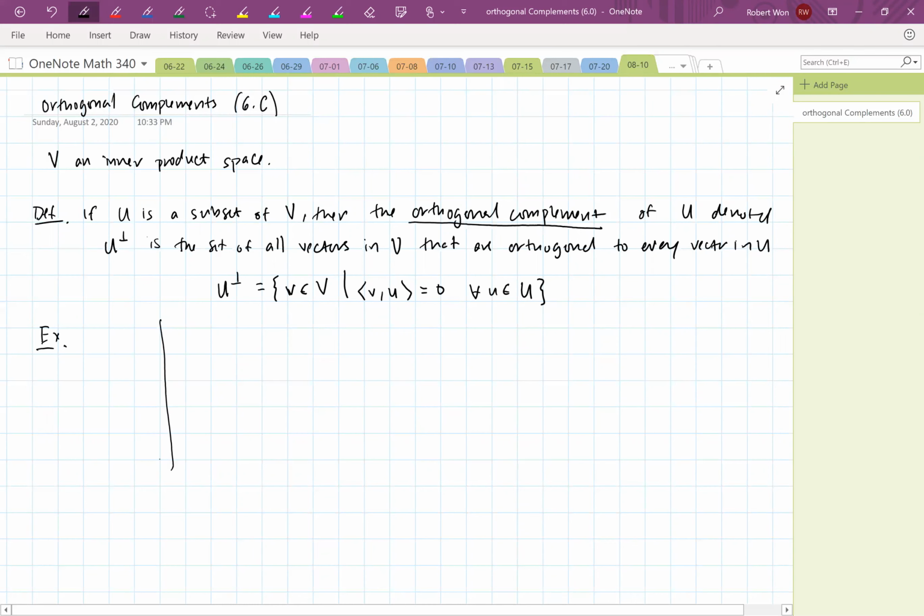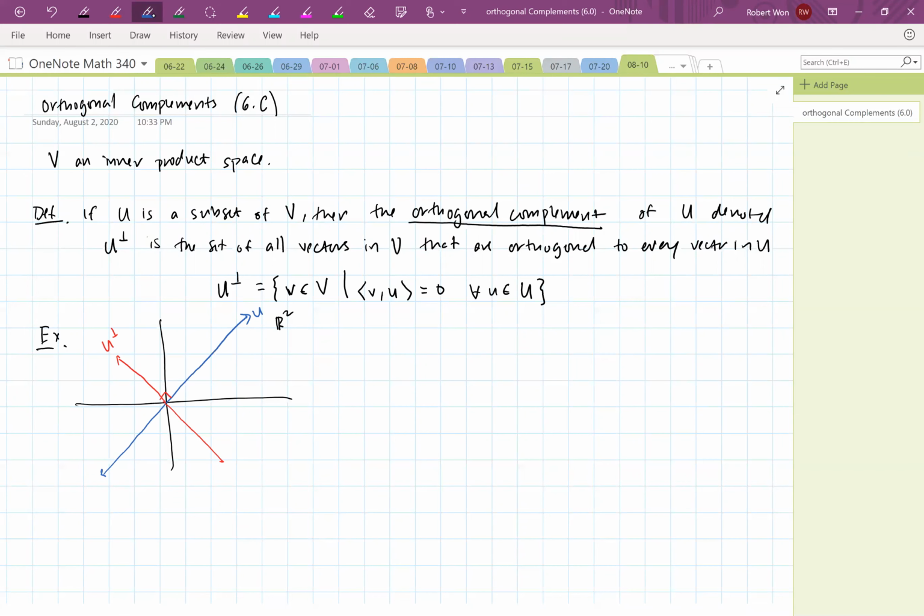So in R2, you can take U to be, say, this subspace, this line through the origin, and then all the vectors that are orthogonal to every vector in U is this subspace here. This is the normal inner product. This is U perp. In fact, you can let U just be a single vector, like this one. The way I've drawn it looks like (1, 1). I can let U be just the vector (1, 1), and this red line is still the orthogonal complement of that set.